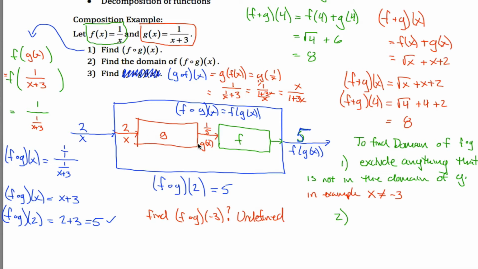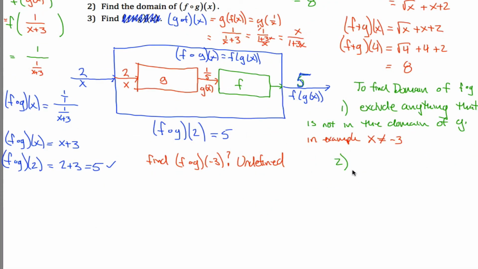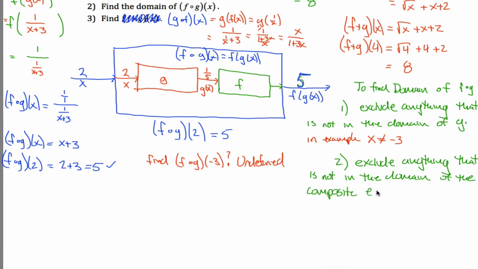I mean, I guess there's a couple ways you can do it. You can try to talk yourself through it. But with complicated functions, it can be really hard to talk yourself through what you would have to put into red to make something come out that would break the green machine. So what you do is you exclude anything that is not in the domain of the composite expression. What am I talking about? Give me a second. Of the composite expression.